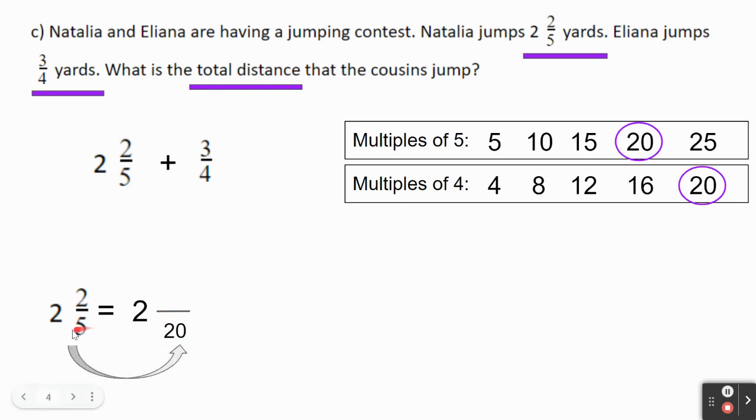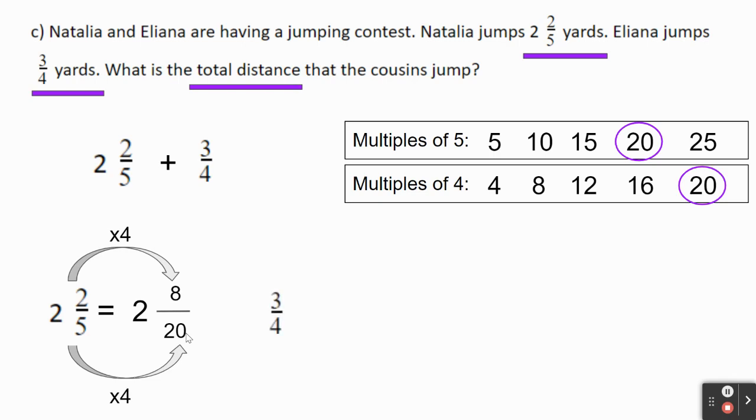Let's ask ourselves, 5 times what equals 20? Well, 5 times 4 equals 20. So since we're multiplying by 4 on the bottom, we're going to multiply by 4 on the top. 2 times 4 is 8. So 2 2/5 is equivalent to 2 8/20.